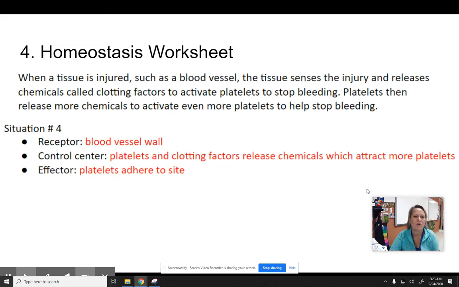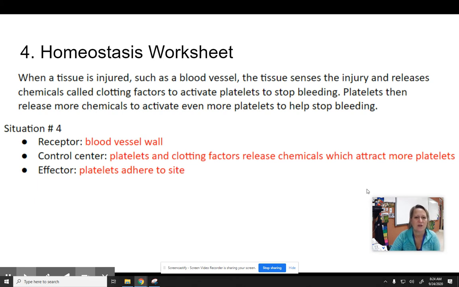Number four, when a tissue is injured, such as a blood vessel, the tissue senses the injury and releases chemicals called clotting factors to activate platelets to stop bleeding. The platelets then release more chemicals to activate even more platelets to stop the bleeding. So it's going more and more. So this is positive feedback.